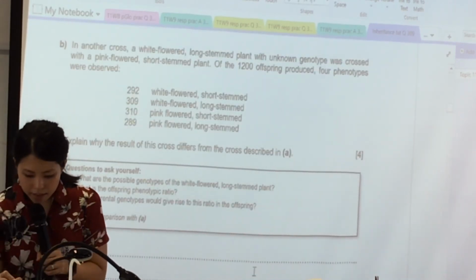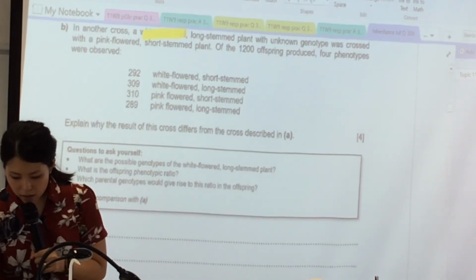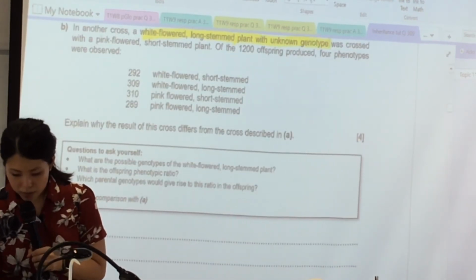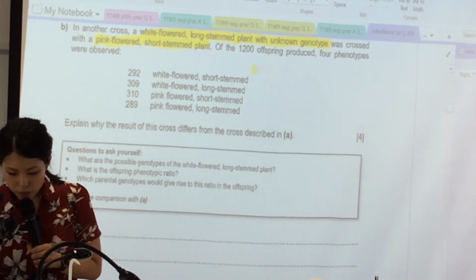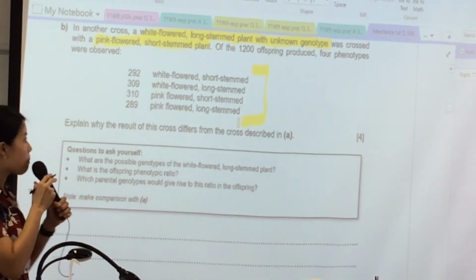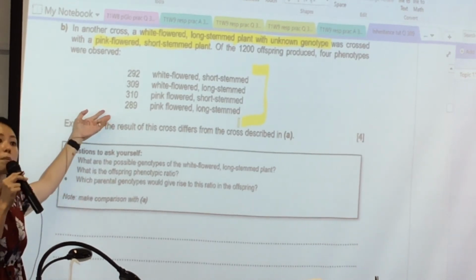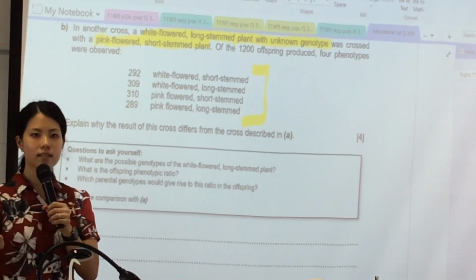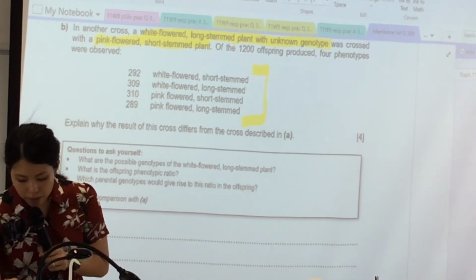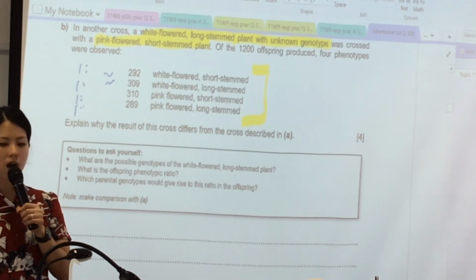Now the next part is this one. They say that in another cross, I have a white long plant with unknown genotype crossed with a pink short stem plant, right? And I have all these offspring formed. Now what is the point of them giving you numbers? These are the observed numbers, like I mentioned just now. Why do they give you these numbers? For what? Good, they want you to show the ratio. So the ratio here is 1, 1, 1, 1.